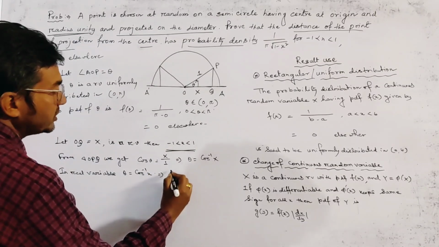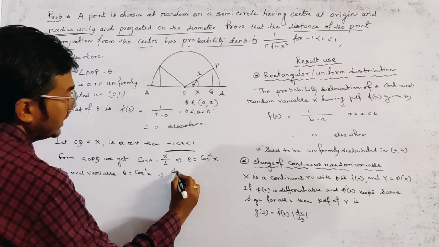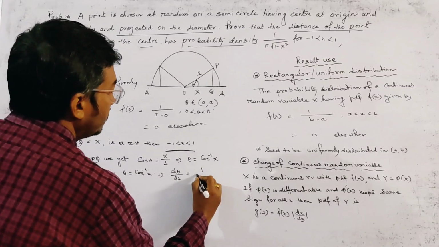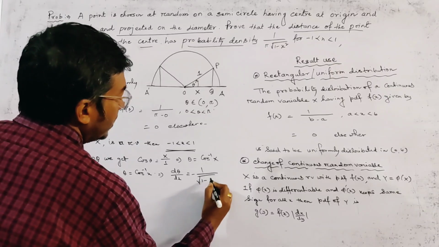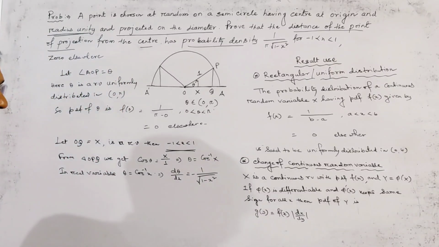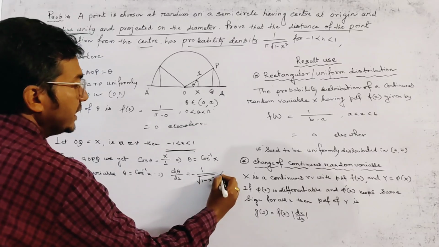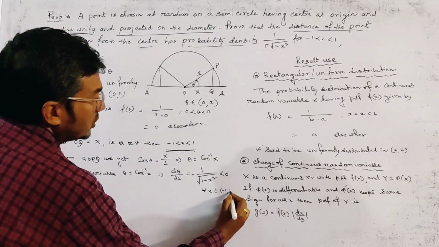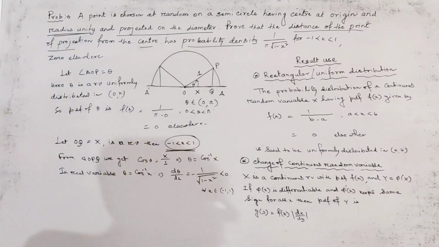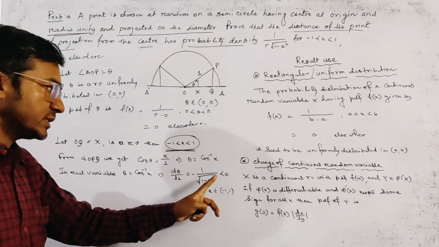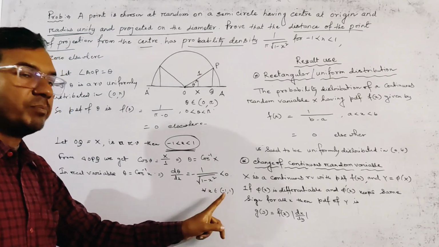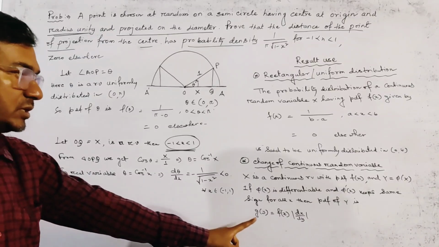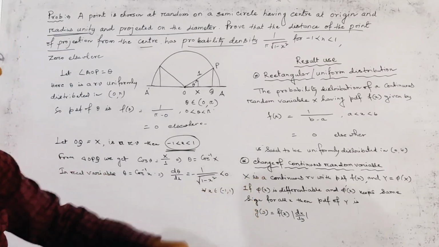Now the differentiation of theta with respect to x is d theta by dx, which is minus 1 by root under 1 minus x square. Clearly this is always negative for all x in minus 1 to 1, because the range of x is this. So it gives a constant sign for all values of the random variable, and we can use the formula of transformation of random variable.